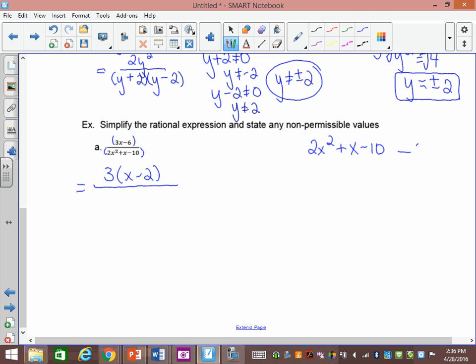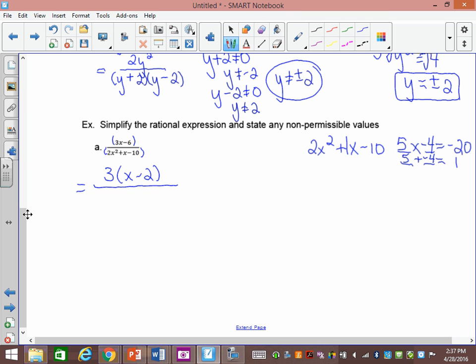So I say, what times what equals negative 20? 2 times negative 10, negative 20. What plus what equals a positive 1? What do you think it's going to be? What multiplies to give me negative 20 and adds to give me a positive 1? 5 and negative 4. And then always go back and check and make sure you actually got the right numbers, because sometimes people's signs are wrong. 5 times negative 4 is negative 20. 5 plus negative 4 is 1, so I know I'm right.